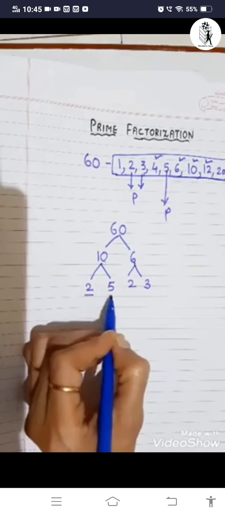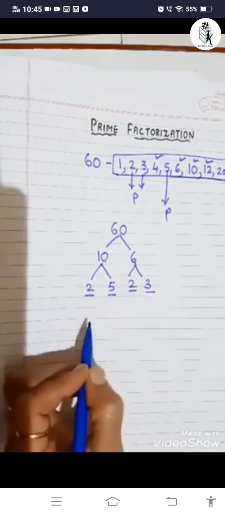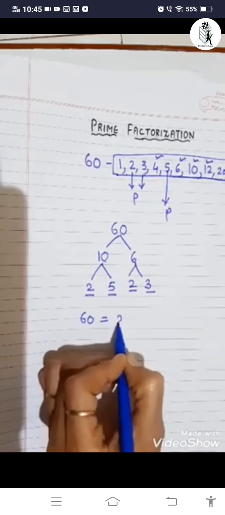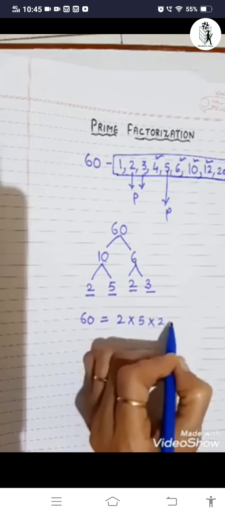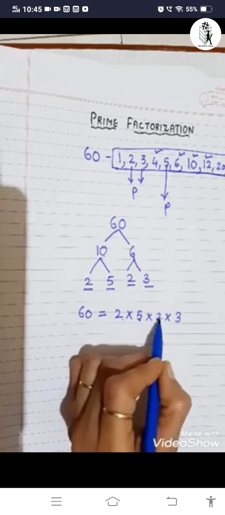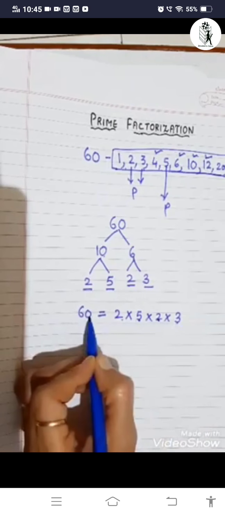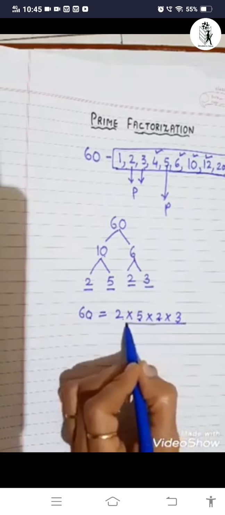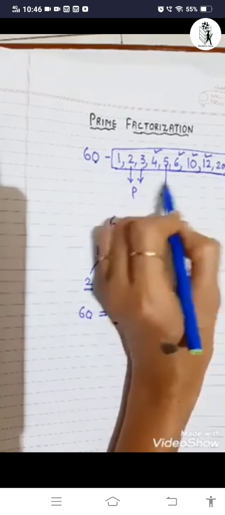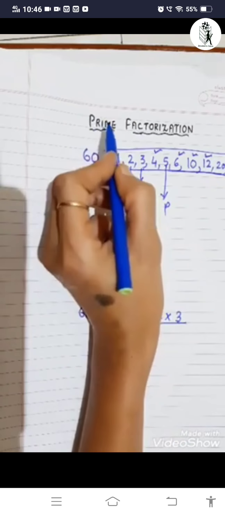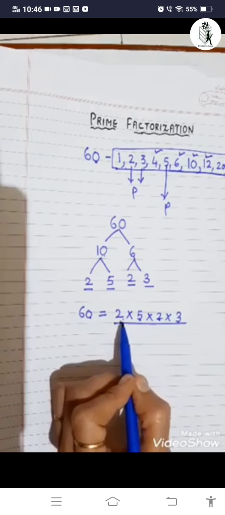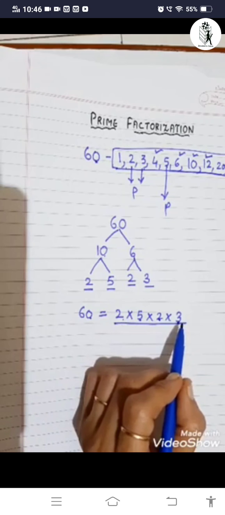Now we see that each number in the last stage is a prime number. So the prime factors of 60 are 2 into 5 into 2 into 3. Just multiply and check. 2 5s are 10, 10 2s are 20 and 20 3s are 60. So here you will see there are no composite numbers. Whereas when you just talk about factors, factors will comprise both prime and composite. But prime factorization will have only prime numbers as its factors.